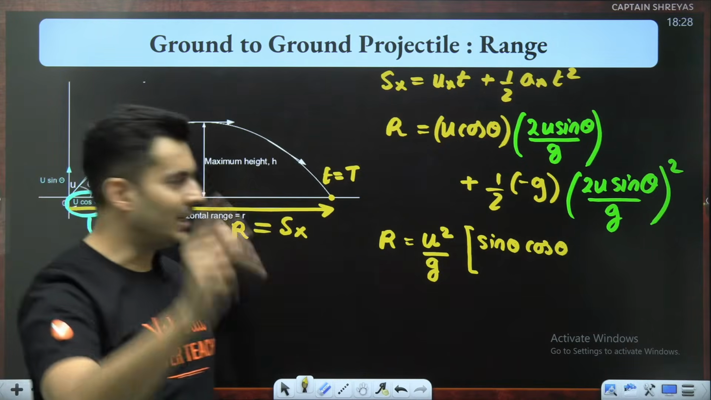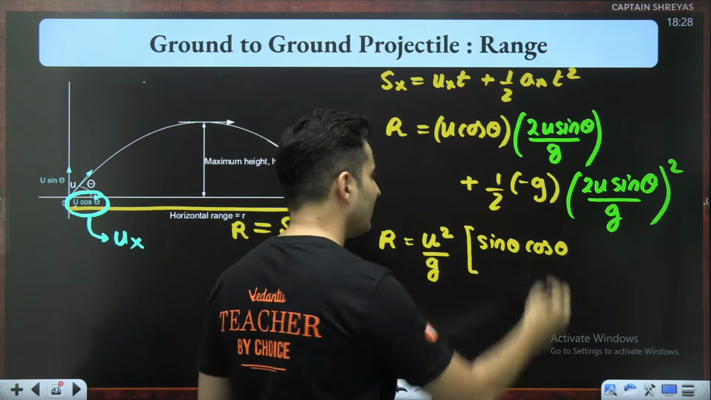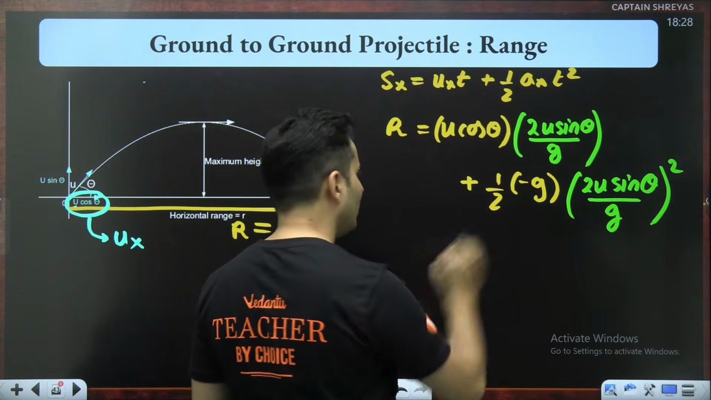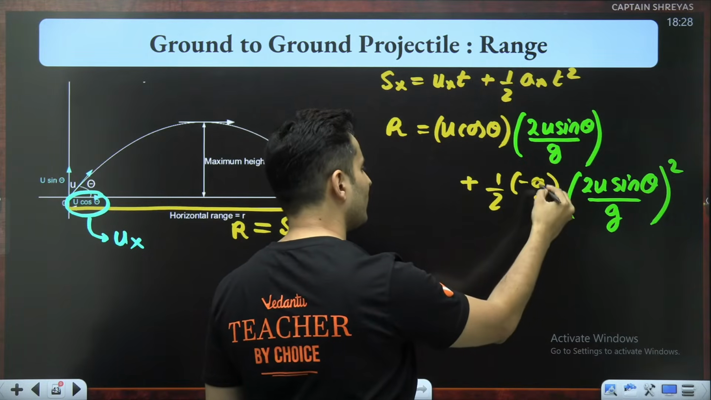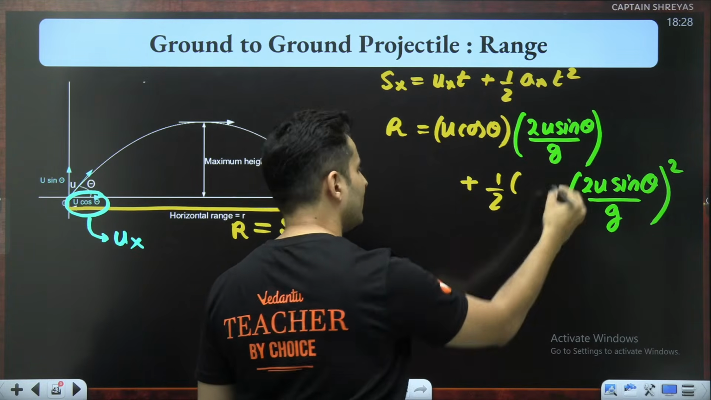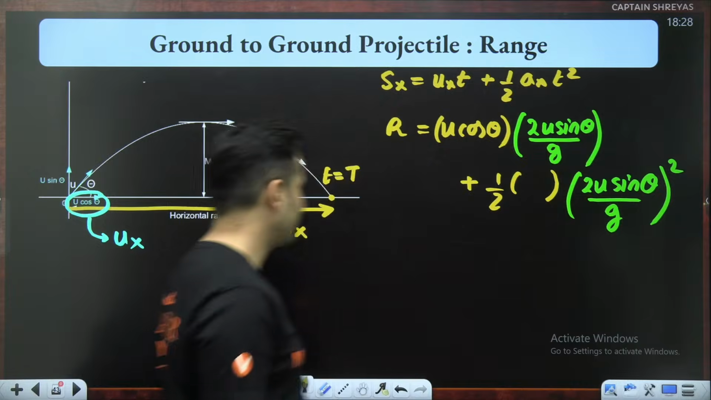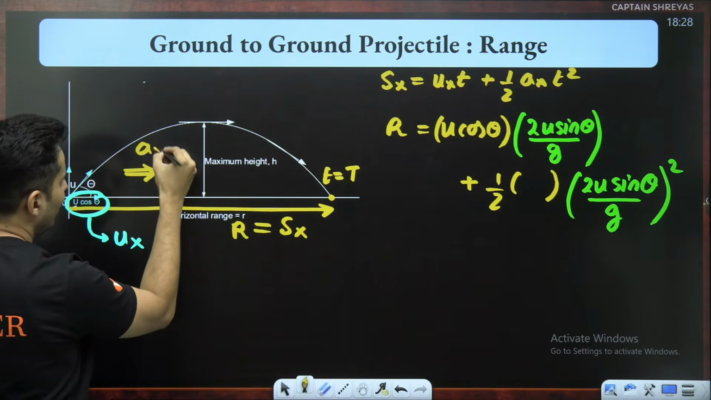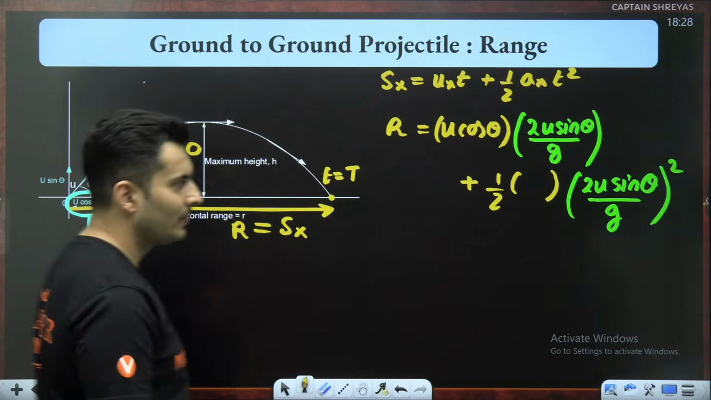Oh, but wait a minute. There is a small mistake over here. This is not even minus g. A lot of people probably just agreed to it this way. This is not even minus g, guys. This is wrong. This is ax, the acceleration in the x direction. How much is it? It is just a big fat 0.